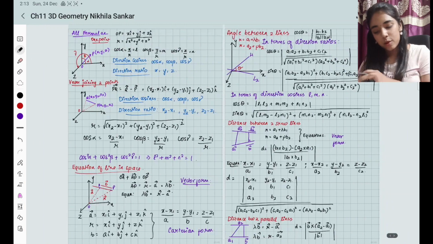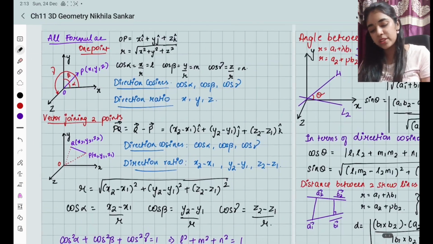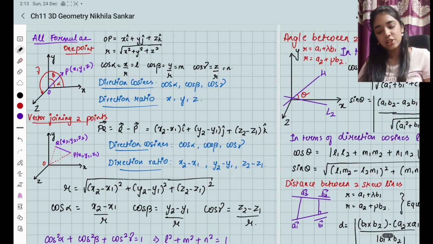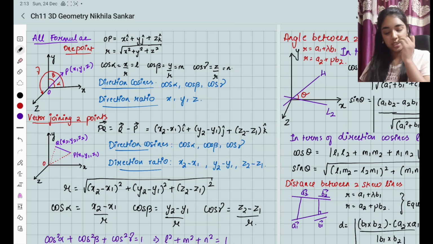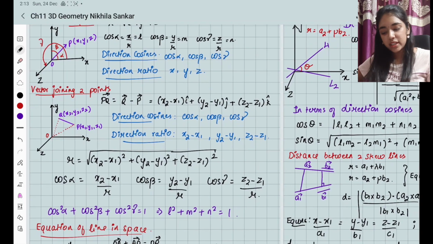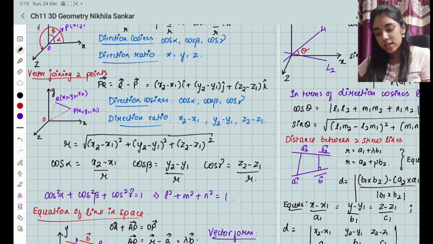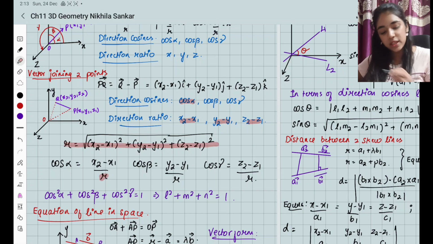இப்போ ஃபைனலா ஃபார்முலாஸ் ரிவைஸ் பண்ணிடுறேன். ஸோ எல்லா ஃபார்முலாவும் இதில் இருக்கு. ஒரு பாயிண்ட் அப்படின்னா டைரக்ஷன் கோசைன்ஸ் எப்படி இருக்க போகுது? காஸ் ஆல்ஃபா ஈக்குவல்ஸ் எக்ஸ் பை ஆர், ஒய் பை ஆர், ஜெட் பை ஆர். ஸோ இந்த மாதிரி டைரக்ஷன் கோசைன். இப்போ 2 பாயிண்ட் இருக்கு இந்த 3D ஸ்பேஸ் அப்படின்னா காஸ் ஆல்ஃபா இஸ் கோயிங் டு பி x2 minus x1, y2 minus y1, z2 minus z1 divided by r, where my r is going to be this particular thing.